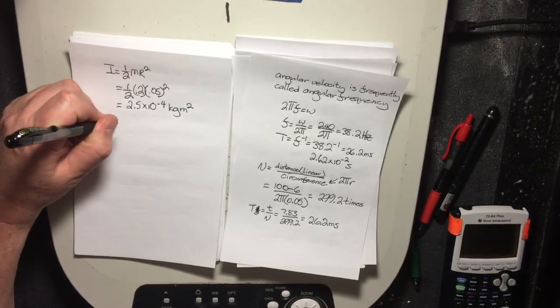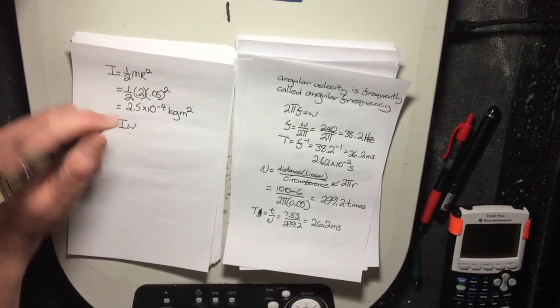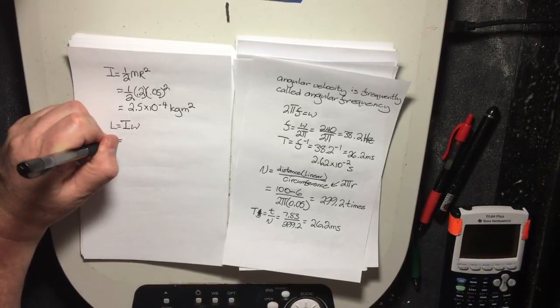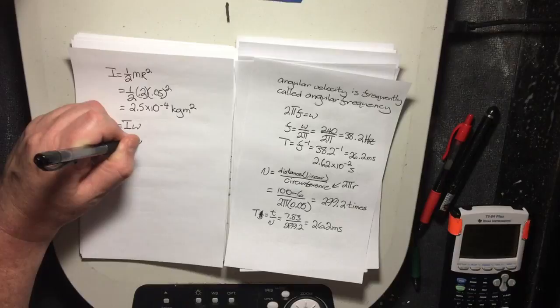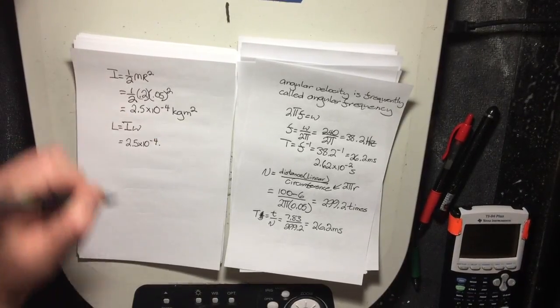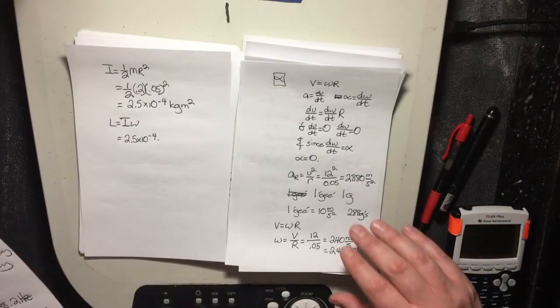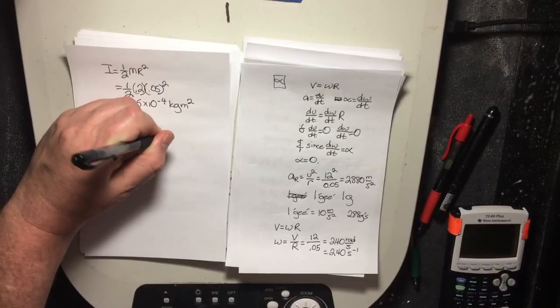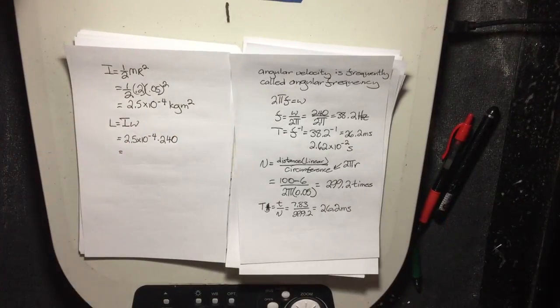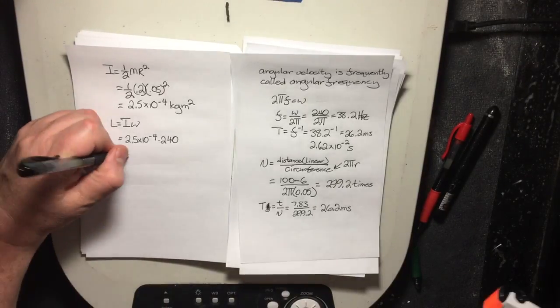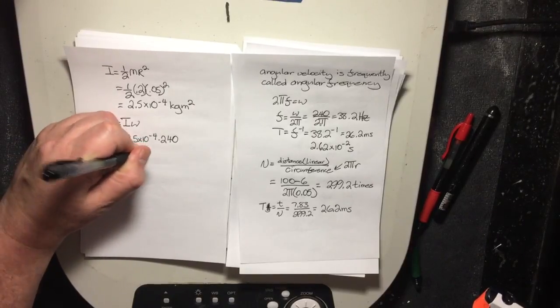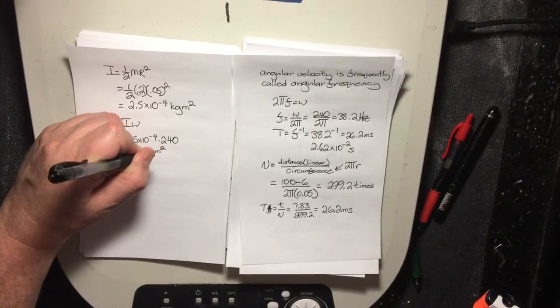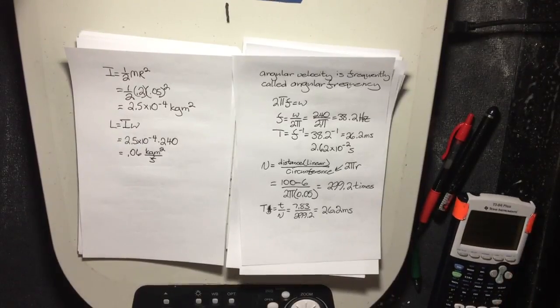The last bit, angular momentum by definition, is I omega. Well, I is 2.5 times 10 to the negative 4. And then omega is 240. So this gives you an angular momentum of 0.06 kilograms meters squared per second. And those are the units for angular momentum.